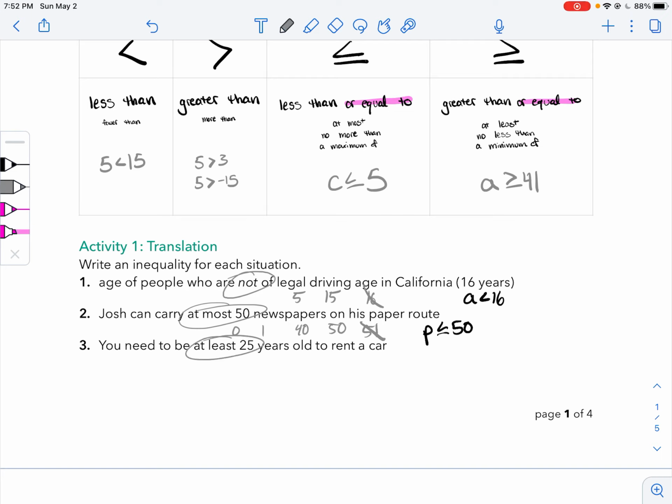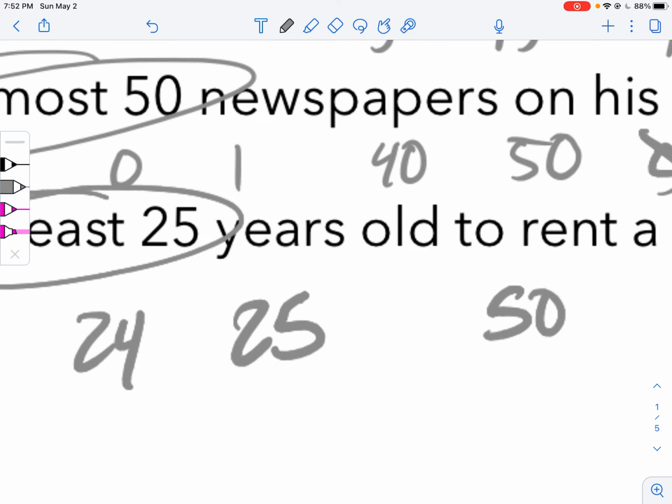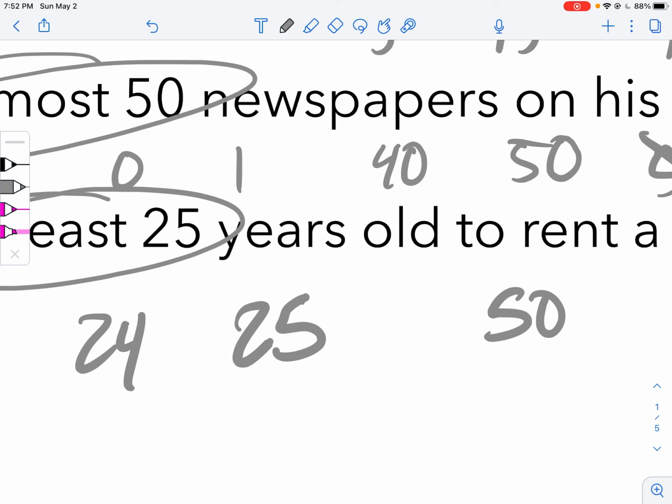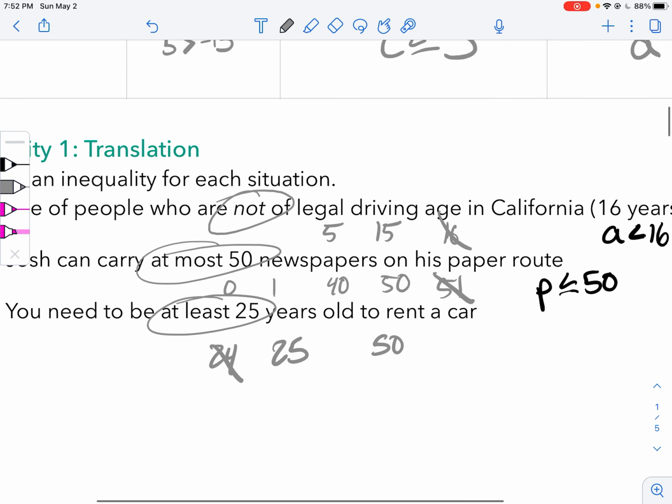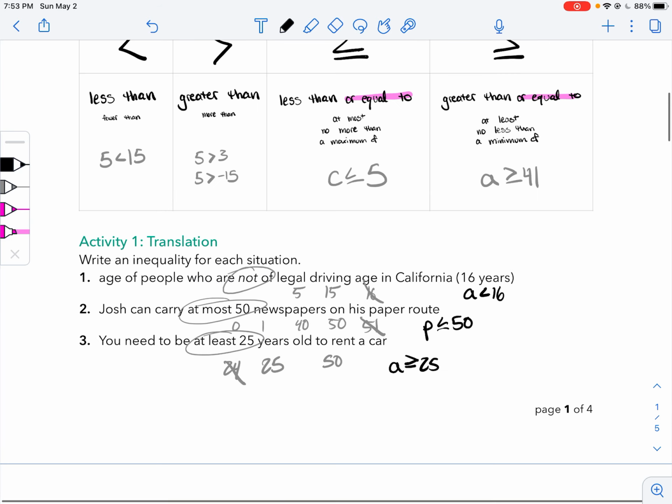Finally, if you need to be at least 25 years old to rent a car, then you can be 25 and rent a car. You can be 50 and rent a car, but you can't be 24 and rent a car. But actually you can, there's just an extra fee. But you can't be 24. So your age can be equal to 25, or it can be greater than. So it's greater than or equal to 25.